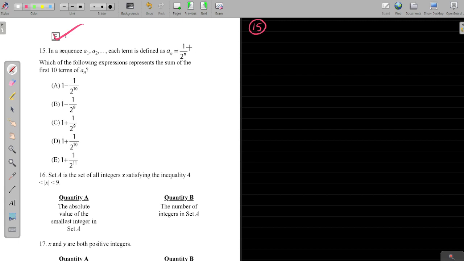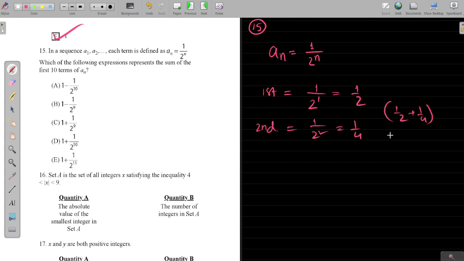In a sequence a1, a2, each term is defined as an equals 1 by 2 to the power n. Which of the following expressions represents the sum of the first 10 terms? Suppose the first term is 1 by 2 to the power 1, so this one is 1 by 2, and the second term will be 1 by 2 square, means 1 by 4. If I sum these two, 1 by 2 plus 1 by 4, then I will get 3 by 4. Then the third term will be 1 by 2 cube, means 1 by 8, then 3 by 4 plus 1 by 8, then I will get 6 plus 1, 7 by 8.